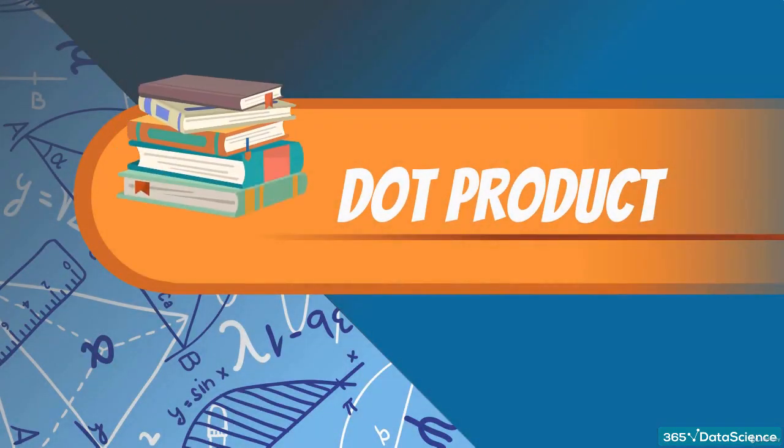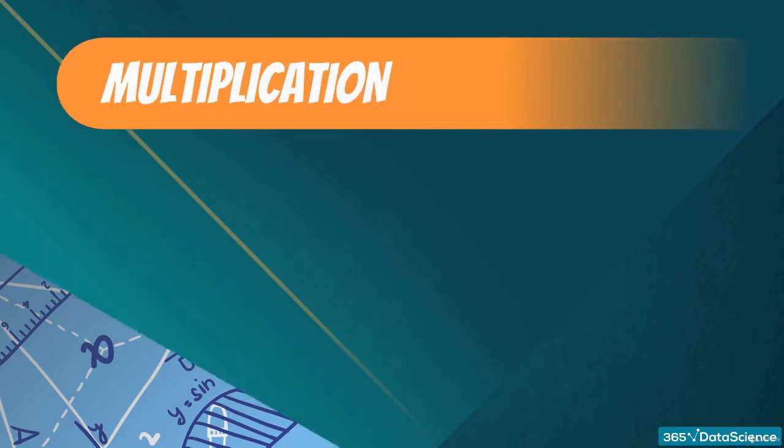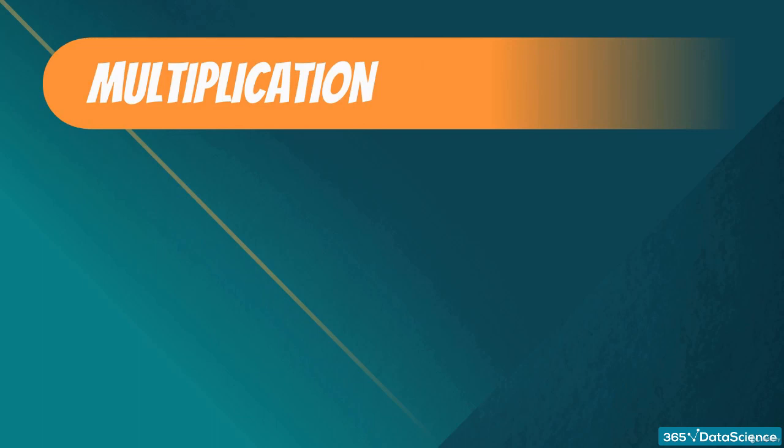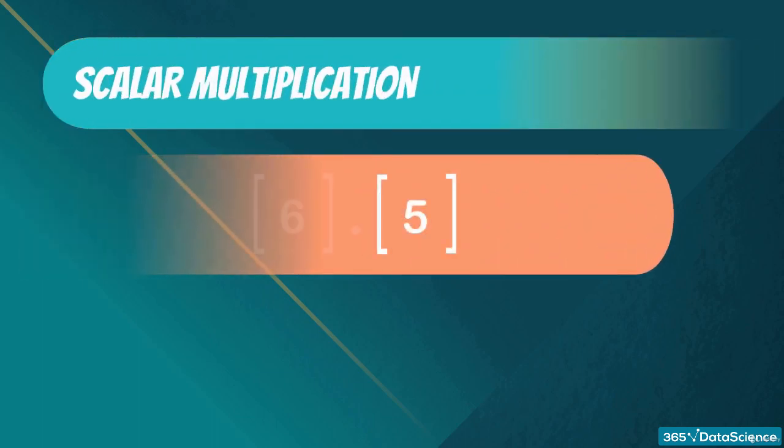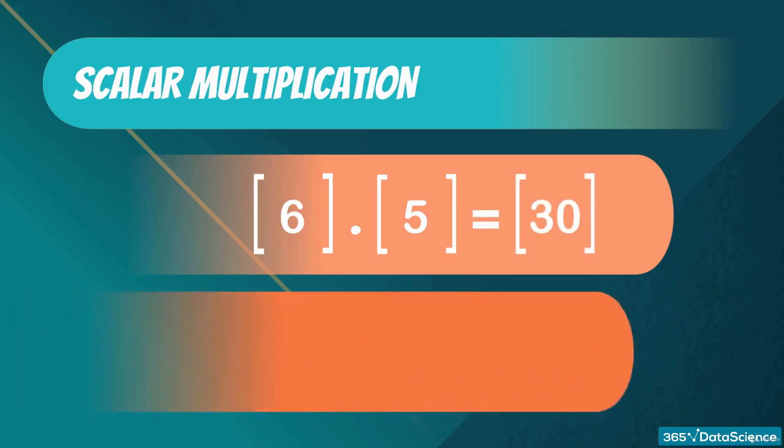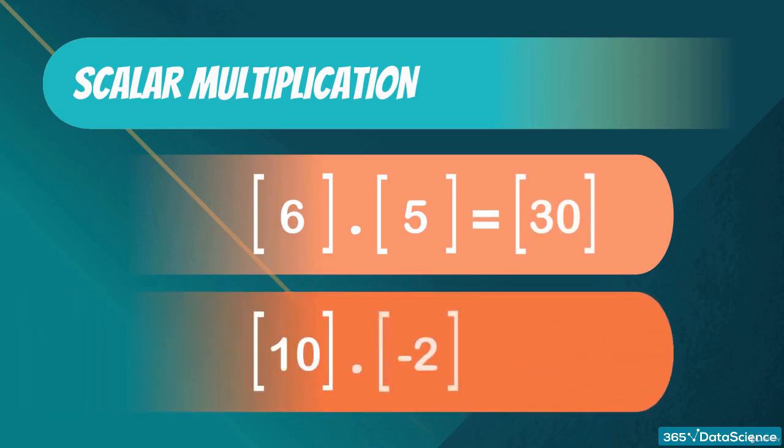We have reached an important milestone: multiplication. Let's start from the simplest one, scalar multiplication. 5 times 6 is 30. 10 times minus 2 is minus 20. I think these 10 seconds on it are enough.